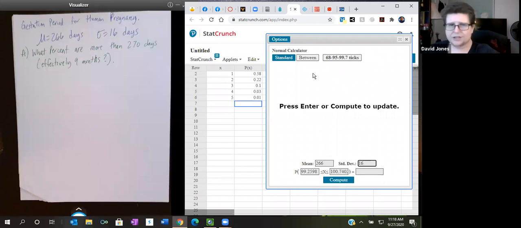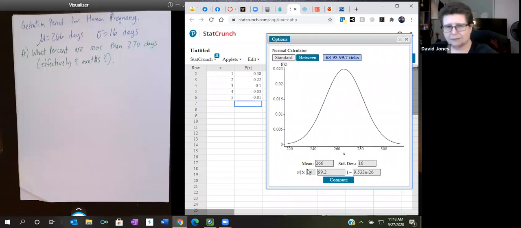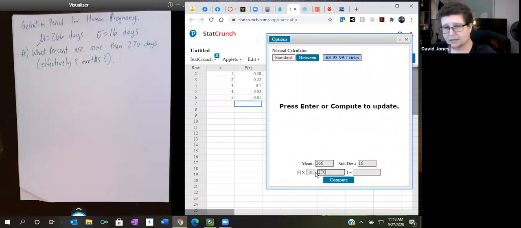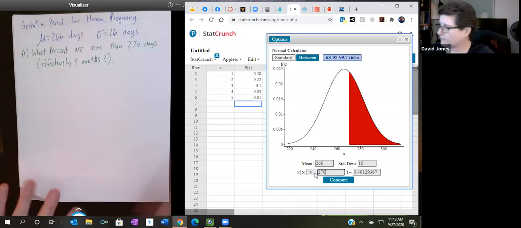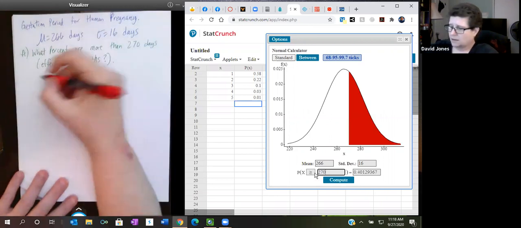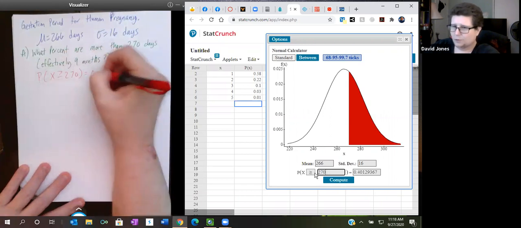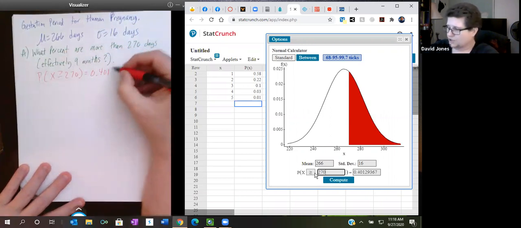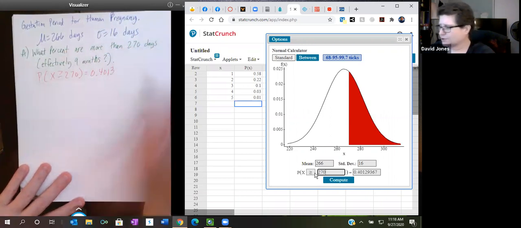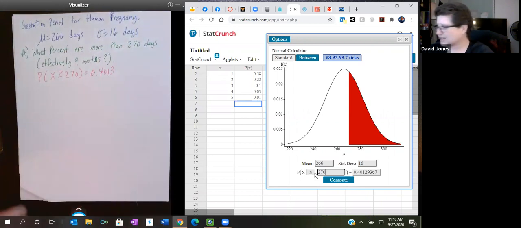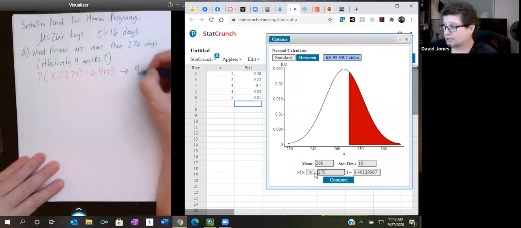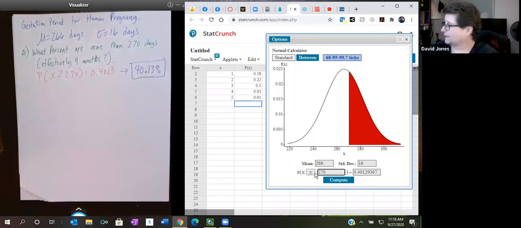I want more than 270, which means I've got to click back on that one. I'm going to say more than 270. The probability that x is greater than or equal to 270 is 0.40129, or 0.4013. I asked for percent though, so the specific answer needs to be in percentages. 40.13%. Homework will throw you off like that.